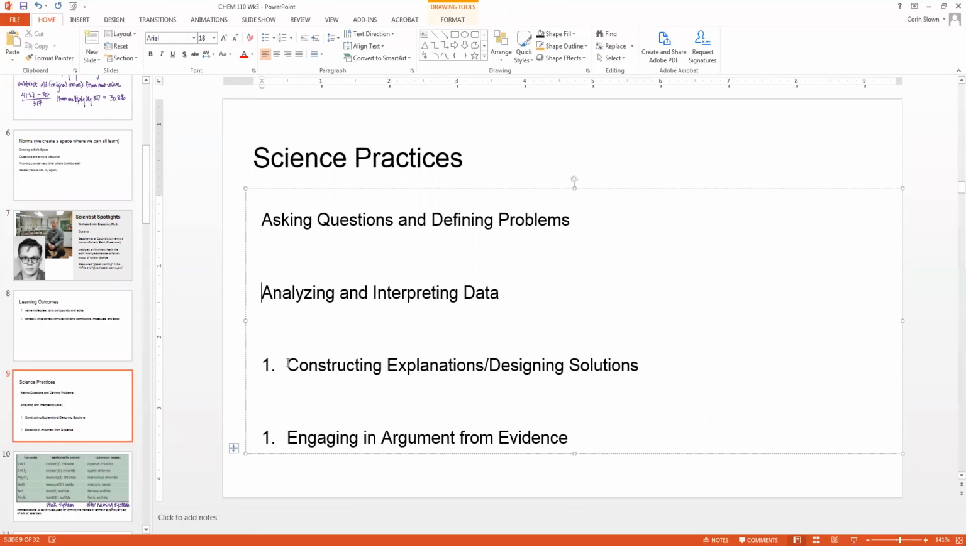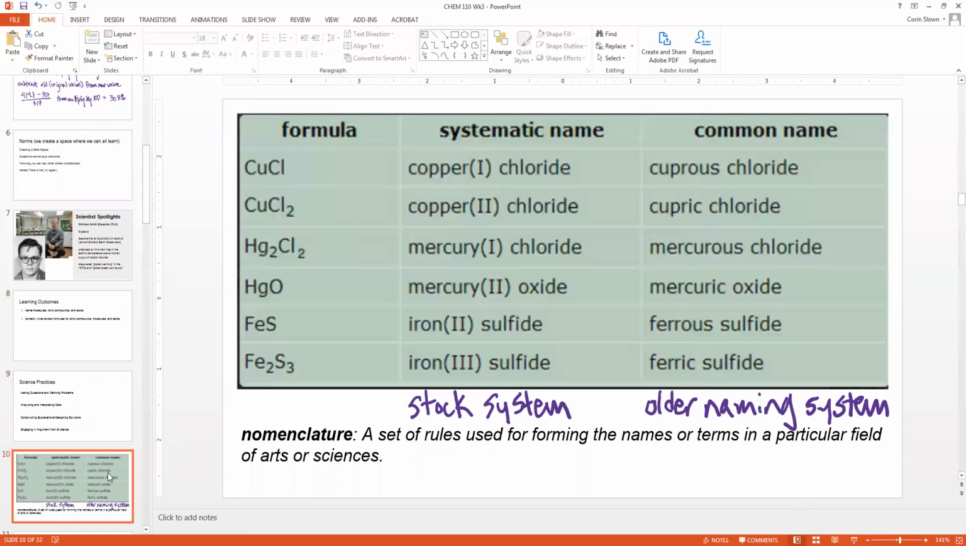And we're going to be constructing explanations and designing solutions. And then last but not least, we're going to engage in argument from evidence. So really important here when we're thinking about naming, there is an older naming system. These are what we refer to as common names from our older naming system. But the systematic name that we're going to be using is something called the stock system. This idea of a naming system is what we refer to as nomenclature.